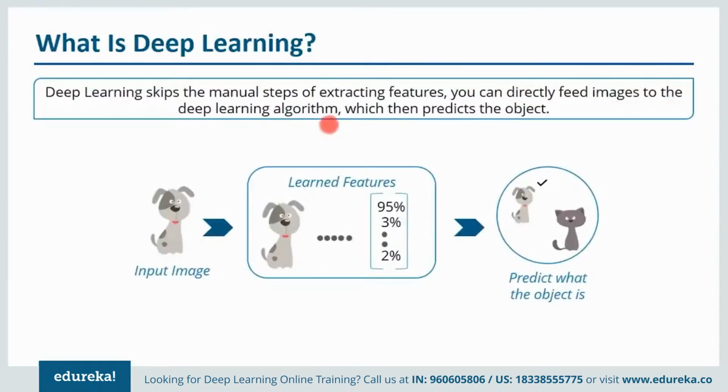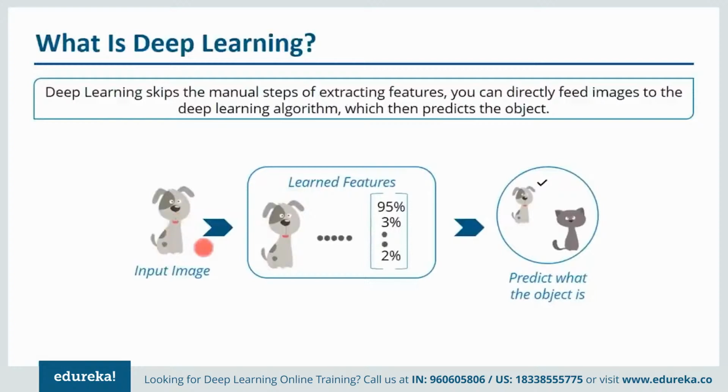So what happens in deep learning? We skip the manual step of feature extraction. We directly take the input image and feed it to our deep learning algorithm. Because of that, apart from whatever features we would have manually provided, there might be many other features which are important. For example, if our features don't include the length of the neck, and that is one of the major features in order to classify whether it is a cat or a dog, our algorithm will automatically determine that feature and take it into consideration, and then it will classify whether the input image is a cat or a dog.